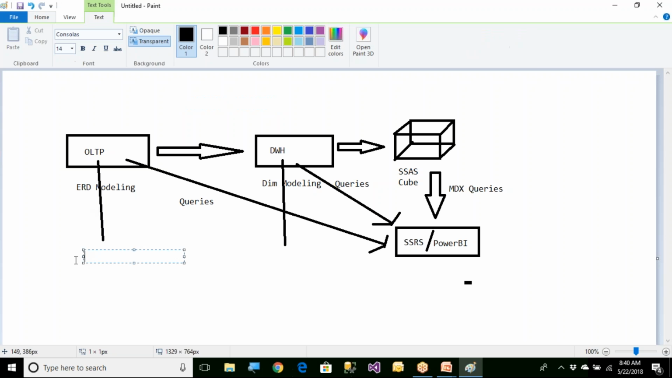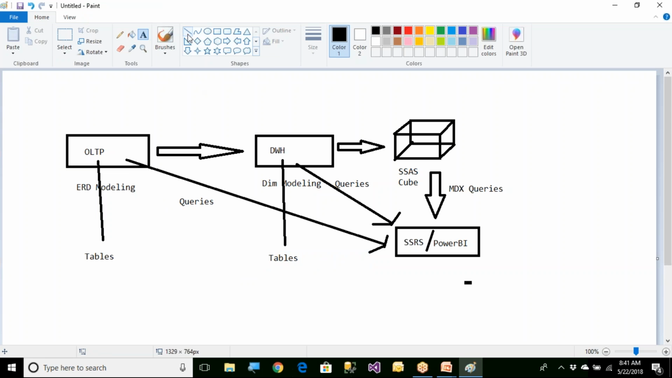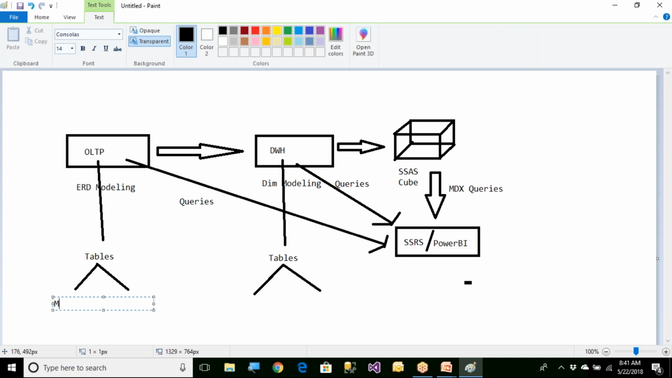Now, what are the types of tables you will be able to find in OLTP databases, and what are the types of tables you will be able to find in the data warehouse? Basically, you have two types of tables in OLTP systems, and in the data warehouse also you have two types of tables. Okay. Now, I wanted to tell you what are the types of tables we have in the OLTP databases. So there is a table type called master tables, and there is one more called transactional tables.